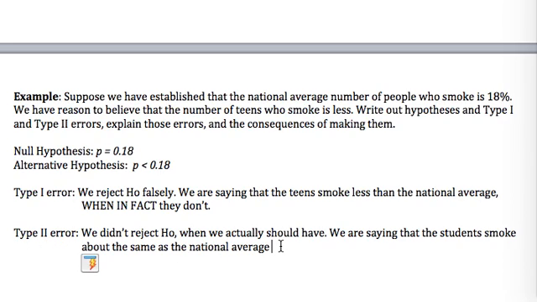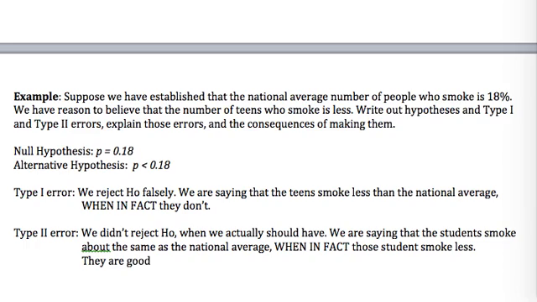Have a good weekend. So we're saying, in this case, if we don't reject H sub O when we should have, that the students smoke about that 18%. Now, it doesn't have to be exactly on 18%. Remember, that's the idea here. But we're saying that there's a difference when, in fact, or excuse me, we're saying there's not a difference when, in fact, there is. So you've got to say it carefully. So we're saying that students smoke about the same as the national average when, in fact, those students smoke less.